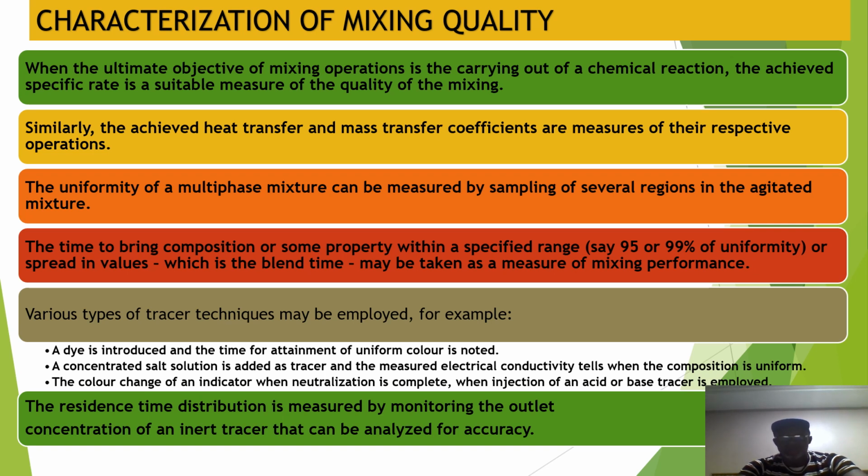Similarly, the achieved heat transfer and mass transfer coefficients are measures of their respective operations, if we're interested in mass transfer or heat transfer. Sometimes various types of tracer techniques can be employed. So if a dye is introduced, the time at which you get a uniform color is noted, and that gives us a measure of the quality of mixing. We can also add a concentrated salt solution, or use a color change of an indicator, just like I mentioned in titration. That's what shows us that we have completely achieved what we want, and things like that.